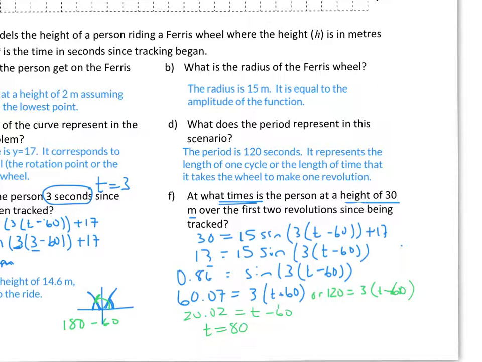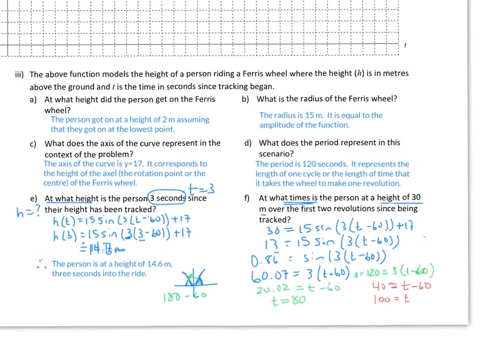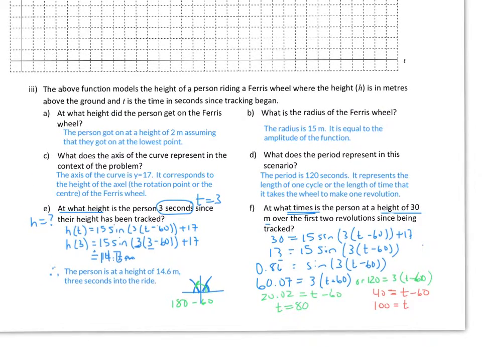And I'm going to solve the other one here. Divide 120 by 3. 120 divided by 3 is 40. We get 40 being equal to t minus 60. And then we're going to add 60 to both sides. And I get 100, and t equals 100, which again makes sense because we said it looked like it was just a little bit under the 105-second mark. So those are our 2 times over the first revolution since being tracked.